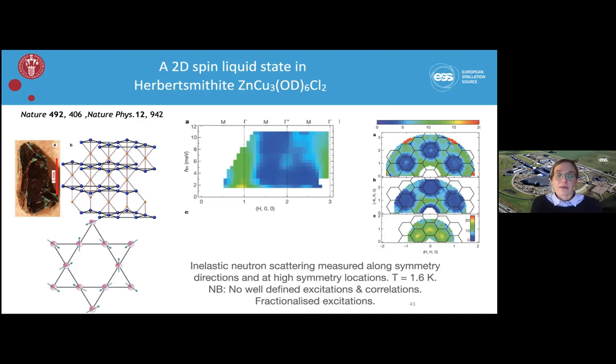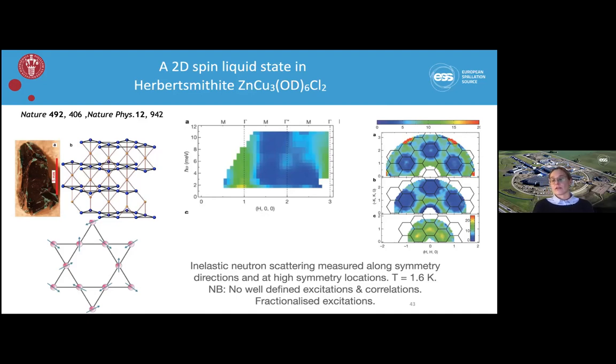So here, the middle image shows the wave vector transfer on the x-axis, energy transfer on the y-axis. And you see that there is a continuum of scattering. What I want to show you here is that this is very different to the conventional scattering profiles that I showed you earlier on for phonons and magnons, the collective excitations. If we then cut at a certain energy position, what you see are these very beautiful excitation patterns. And these are representative of fractionalized excitations that we expect in these spin liquid materials. So there are no well-defined excitations and correlations, but we do have these fractionalized excitations. So for a long time, this material was seen as the prototype of a spin liquid.